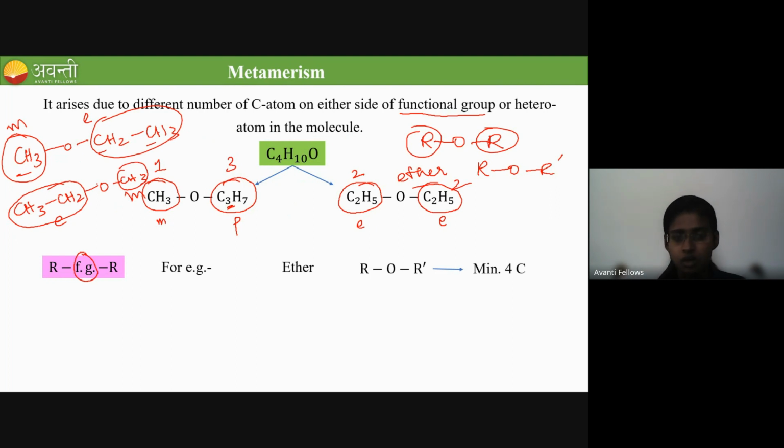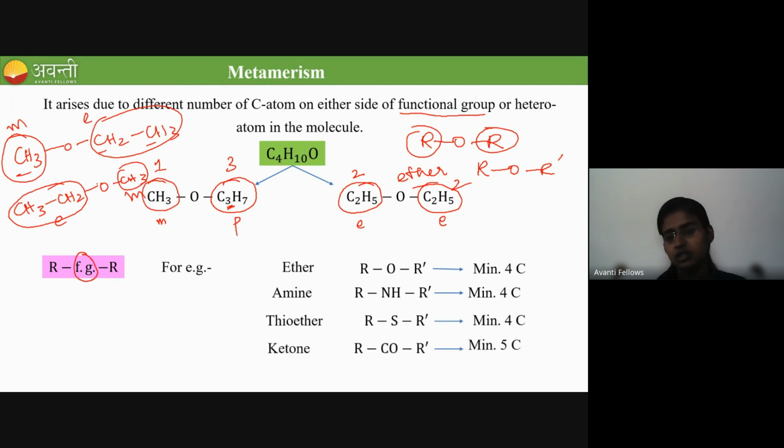So not only ether, we have amines also. For secondary amines also, a minimum of 4 carbons is required. Thioether and ketone: for ketone, a minimum of 5 carbons is required to draw the isomeric pair. Got it? So any doubt from the 4 structural isomerisms? Chain, position, functional, metamerism? Do any of you have any doubt from these 4 isomerisms?